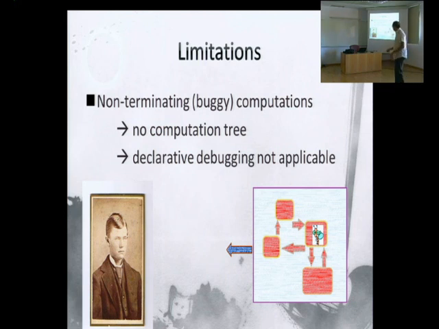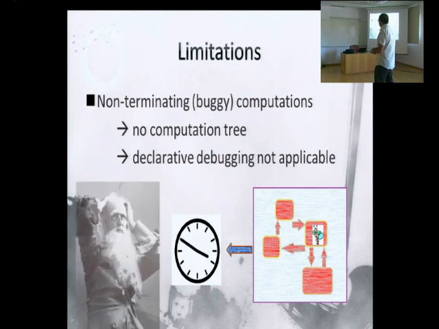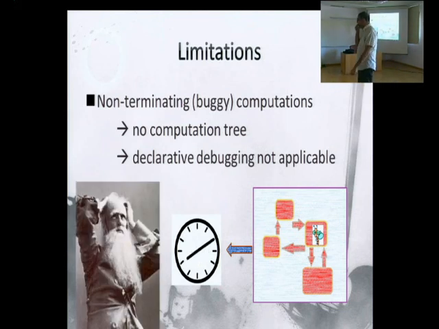Okay, now it's time to confess the limitations of declarative debugging before we go to the particular case of functional programming. So the first one is what you said. Non-terminating computations don't have a computation tree, because you are waiting and it doesn't stop. You cannot say that you have an initial symptom there. And then declarative debugging is not directly applicable. So you have this system, this is the user who's waiting for the answer, and the time goes and goes. There is no answer. There is no initial symptom or anything that you can use.